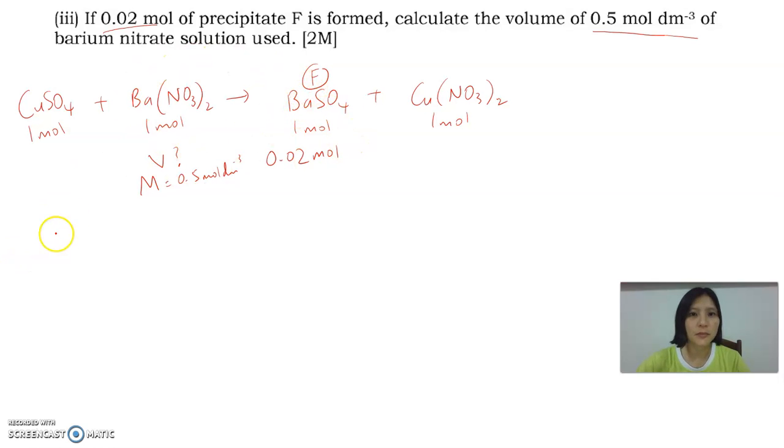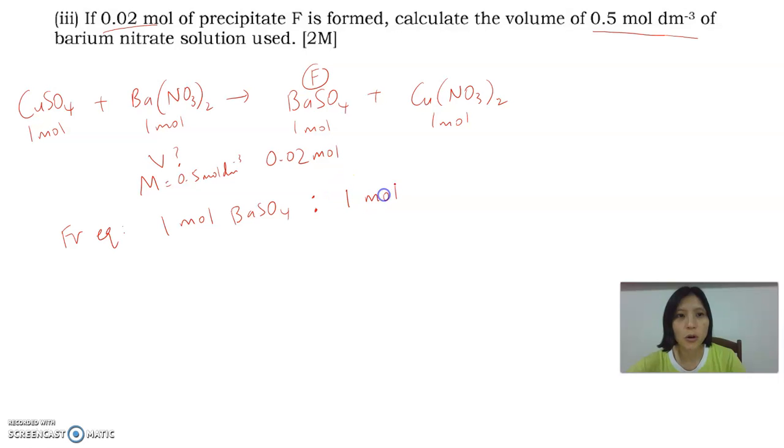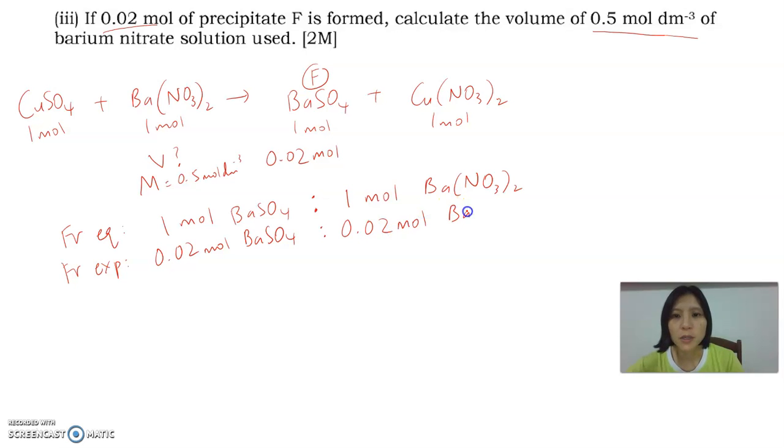Based on the equation, you can see that 1 mole of BaSO4 is produced when 1 mole of Ba(NO3)2 is used. We are only interested in Ba(NO3)2 and BaSO4, because for this one you have the information from the experiment, which is 0.02, and this one is the one we need the answer for. So we only compare these two. From the experiment, we use 0.02 mole of BaSO4, so the number of moles of Ba nitrate will be the same because the ratio is 1 to 1: 0.02 mole of Ba(NO3)2.